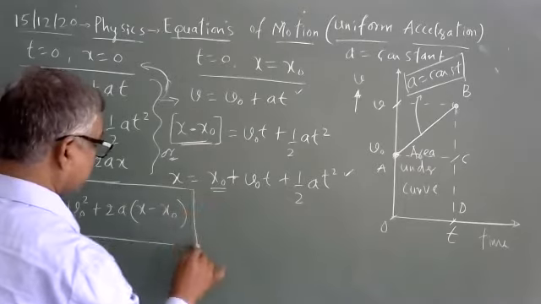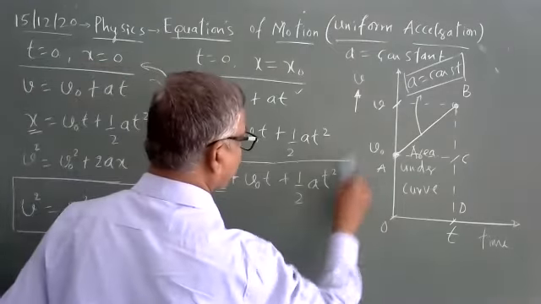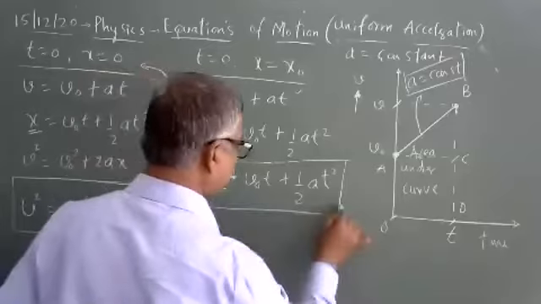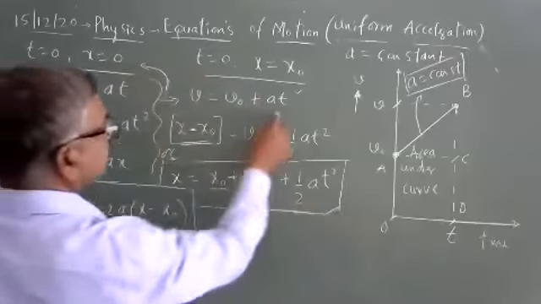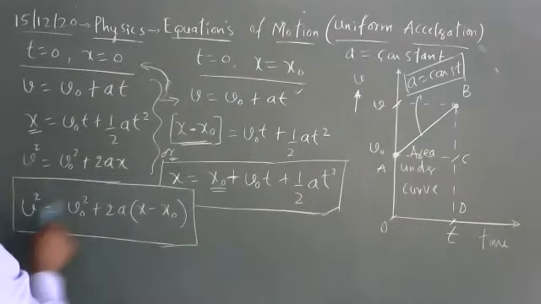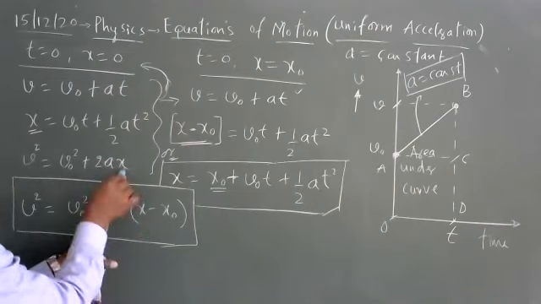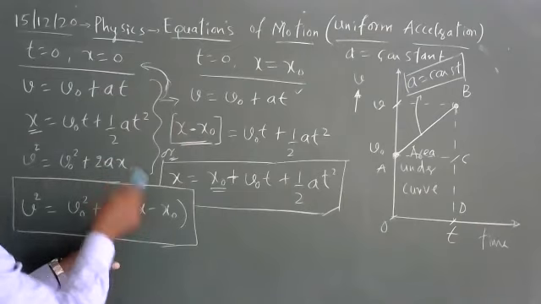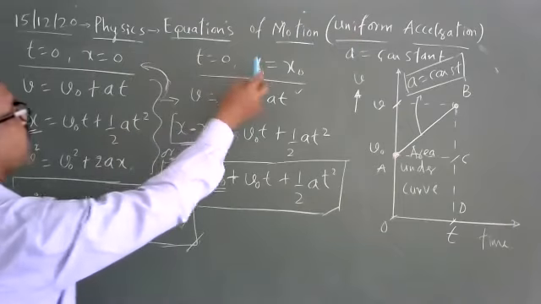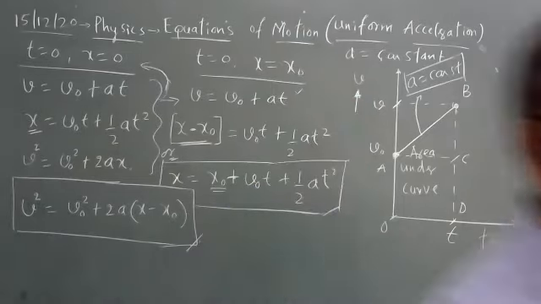So this relation 1, 2, and this one as it is, no issue. x equal to x naught was added, and final velocity equal to initial velocity plus 2a, 2 as it is, but instead of x it is final position minus initial position. This gets modified if x equal to x naught. These are the final standard relations.